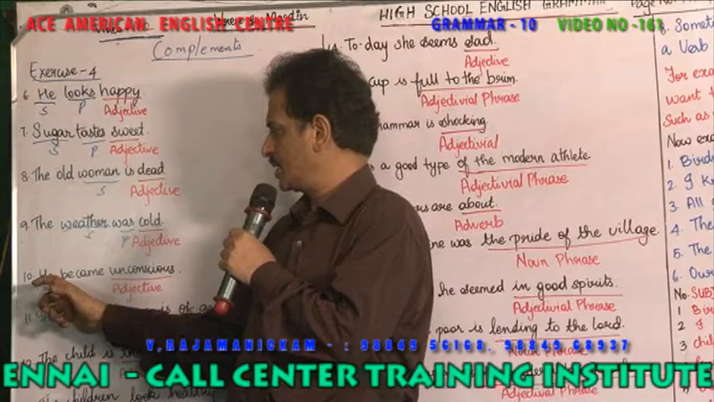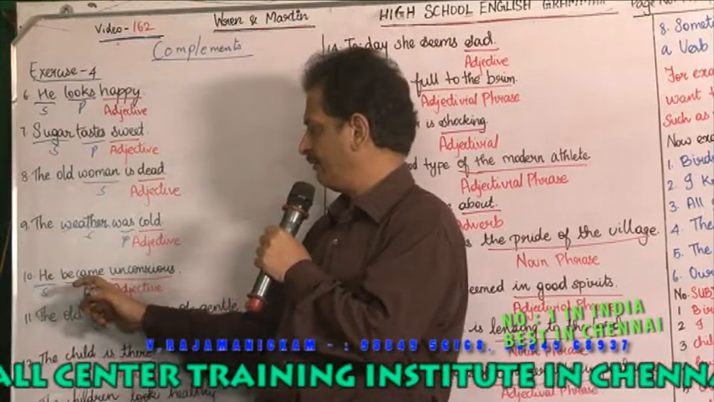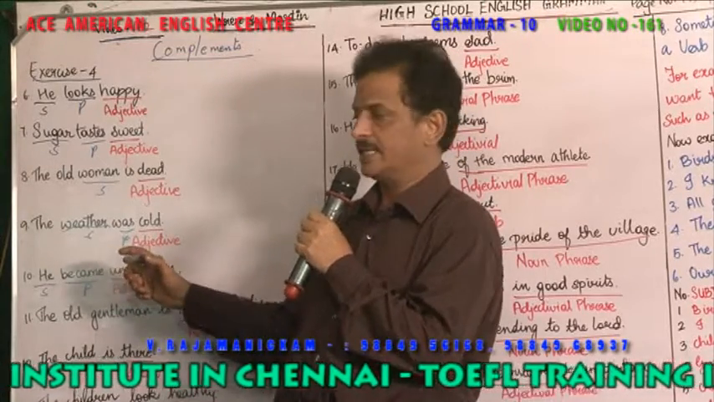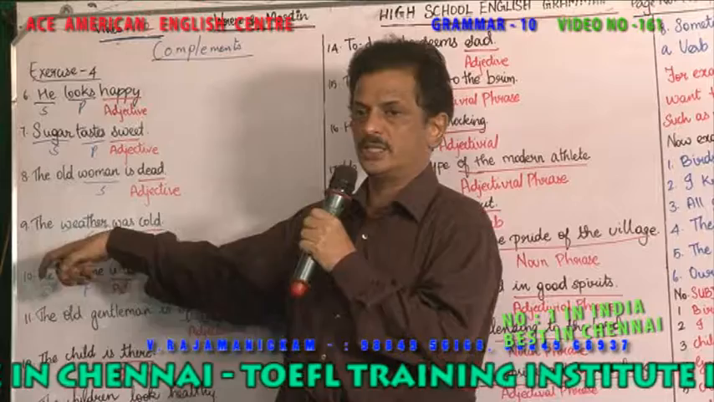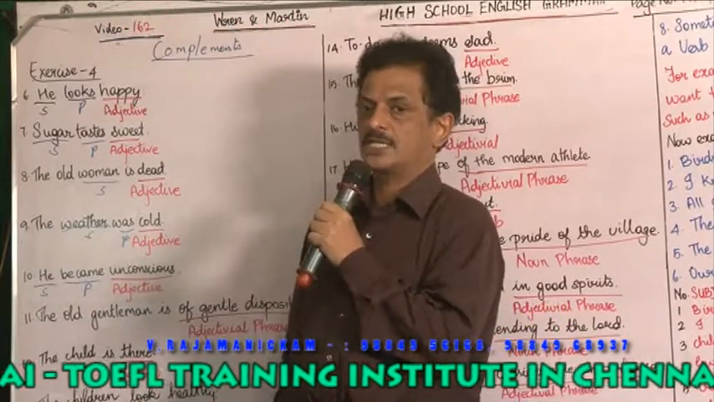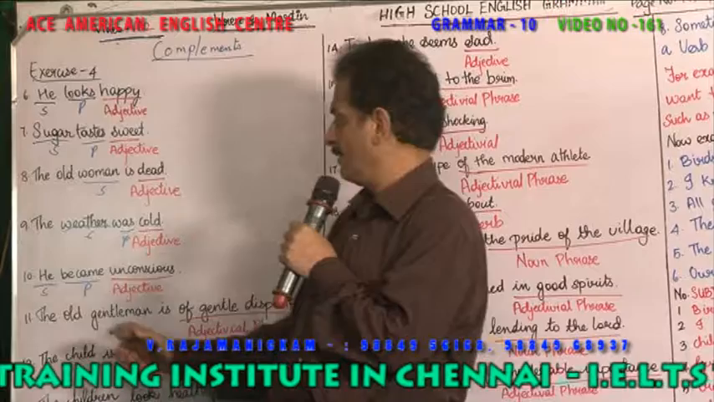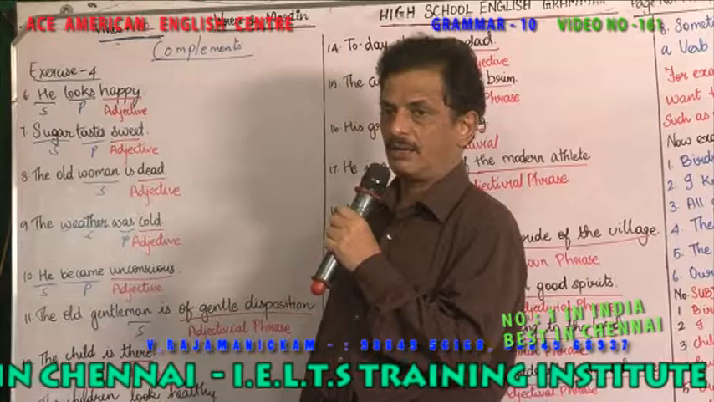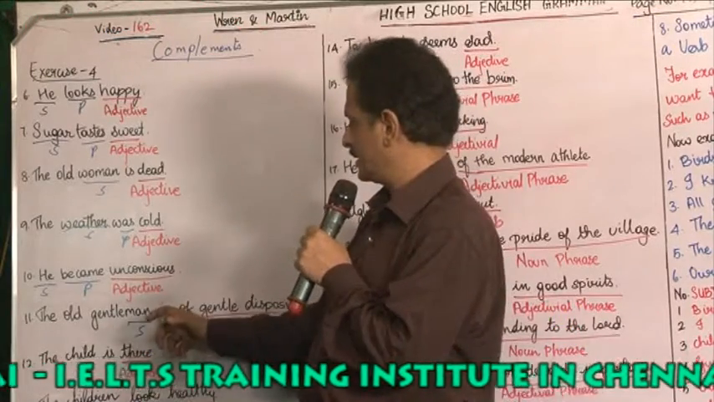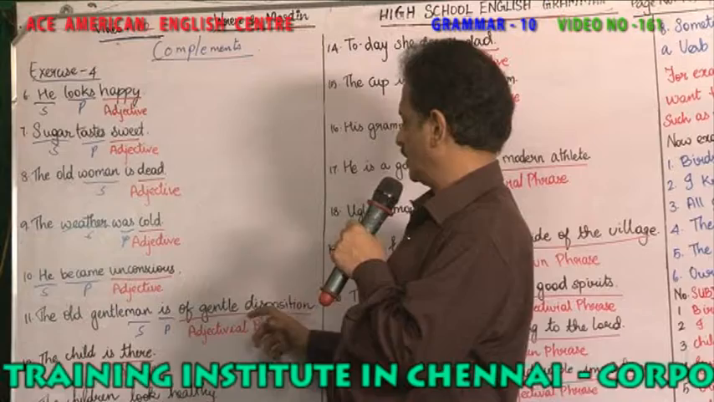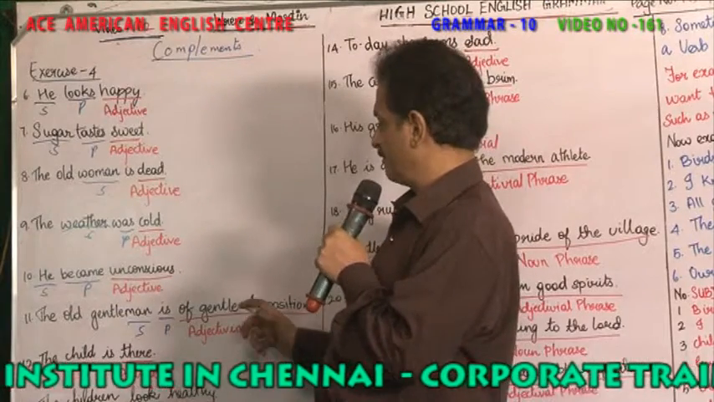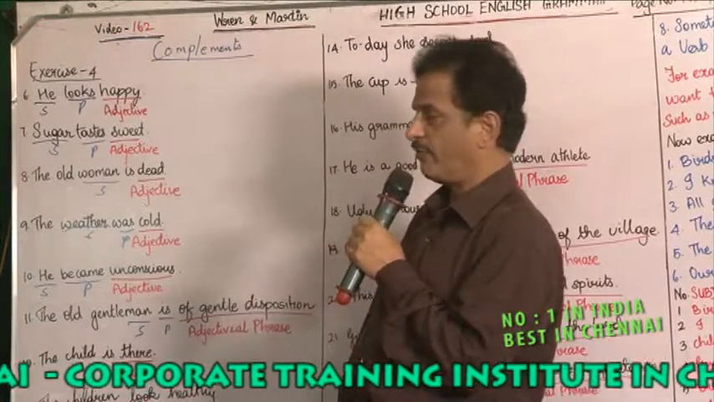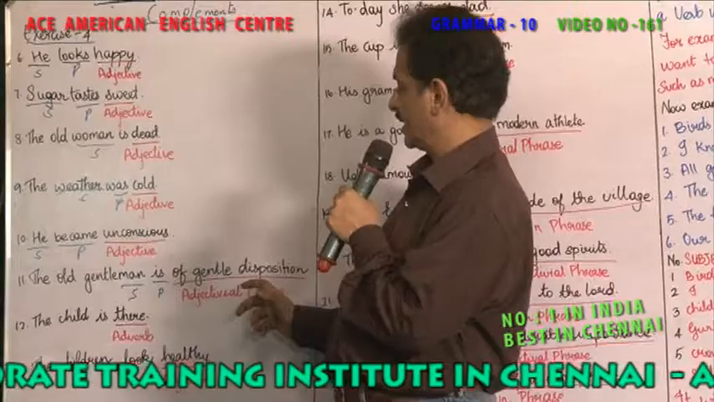He became unconscious. He is the subject. Became is the predicative word or a verb, and here it is an intransitive verb. It doesn't take an object, so unconscious says about the gentleman he, so it becomes an adjective complement or an adjective predicative. The old gentleman, the man is the subject word here. The old is the attribute. Is is the predicative word. Of gentle disposition is an adjective phrase that says about the gentleman, so this is a predicative adjective phrase or an adjective phrase complement.